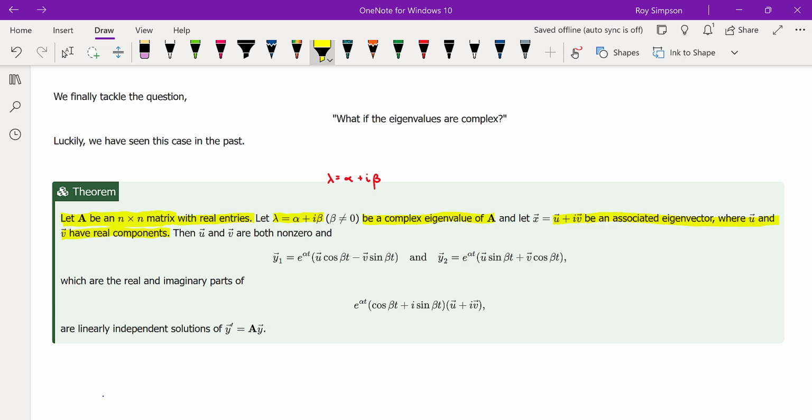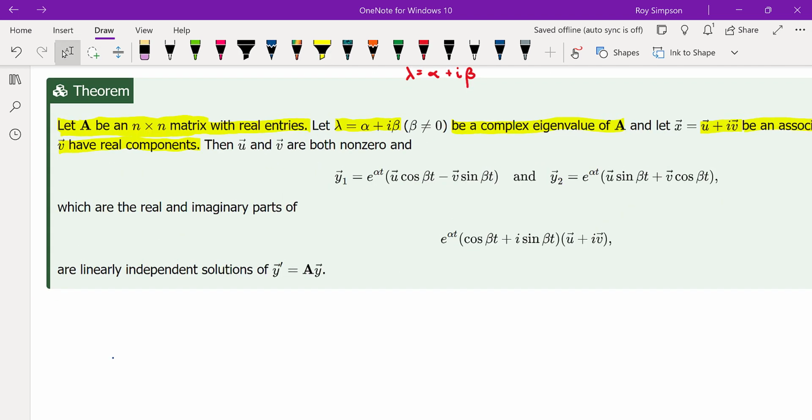Now, it should at least be somewhat convincing if I tell you I have a complex valued eigenvalue, that my eigenvector would probably have complex numbers in it as well. u and v, in this case, are both going to be non-zero. Why? Because if they're both zero, we don't have an eigenvector. Remember, eigenvectors have to be non-zero. So u and v are both non-zero. Technically, you might think maybe u could be zero, but not v. No, they are actually both non-zero.